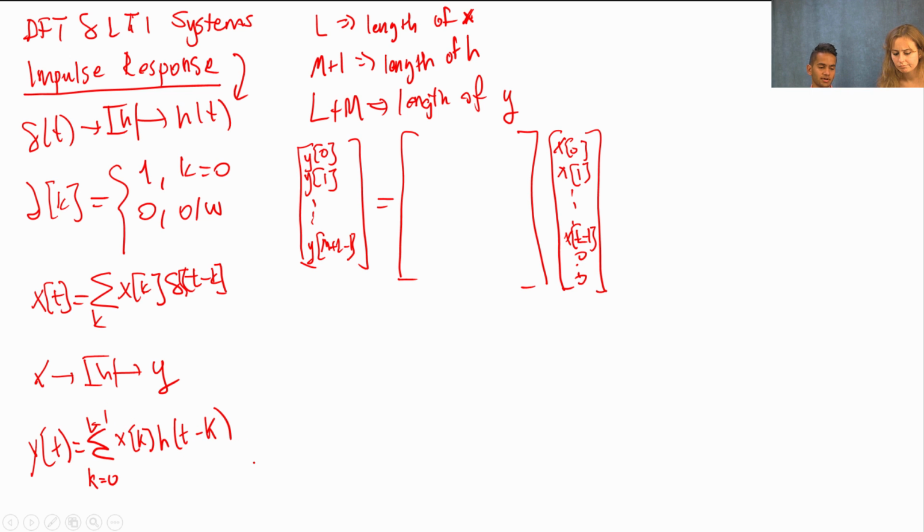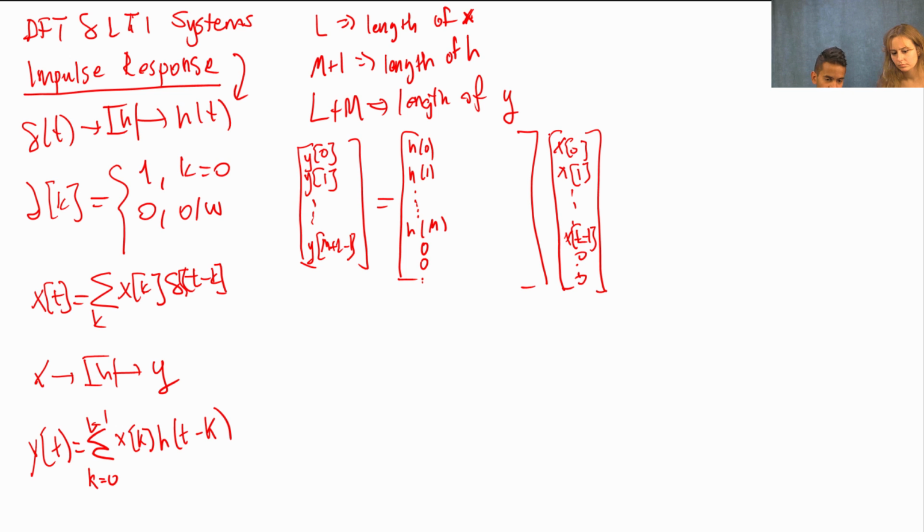X of k, h of minus k from k equal to 0 to L minus 1. So that kind of looks like this, right? If we're going down the columns, this first one ends up just being the impulse response, because that's what you multiply by the x for each component. So you have h of 0, h of 1, all the way to h of m, and then a bunch of zeros to fill it in, because square matrices are good.